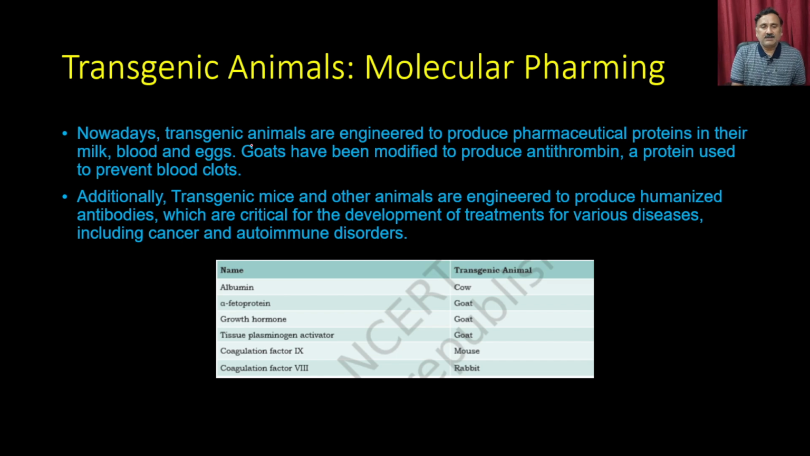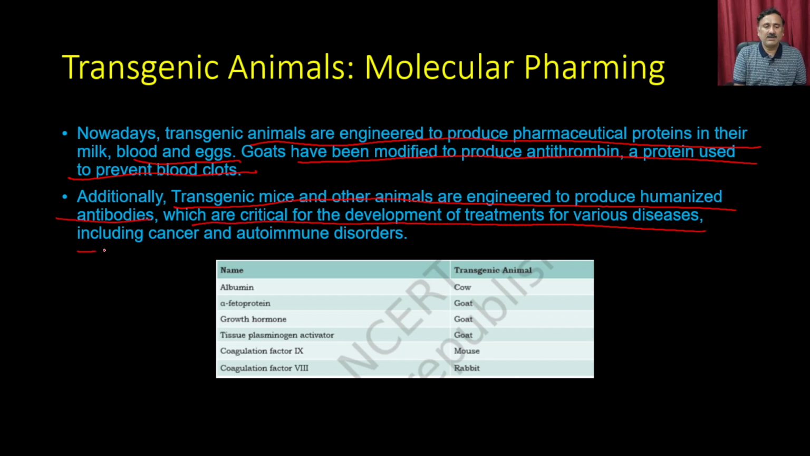Nowadays the transgenic animals are engineered to produce pharmaceutical proteins in their milk, blood and eggs. Goats have been modified to produce antithrombin, a protein used to prevent blood clots. Additionally, transgenic mice and other animals are engineered to produce humanized antibodies, which are critical for the development of treatments of various diseases including cancer and autoimmune disorders.